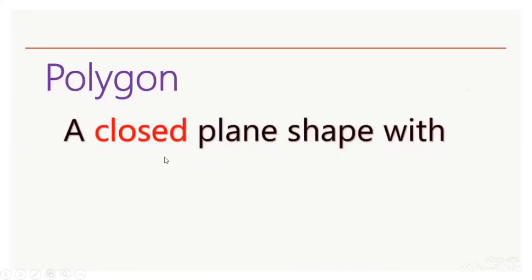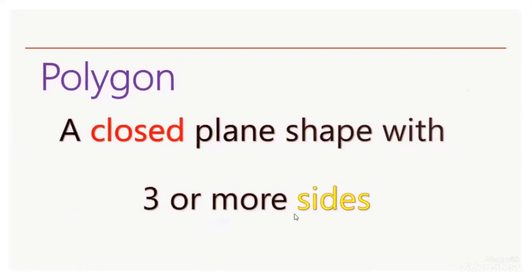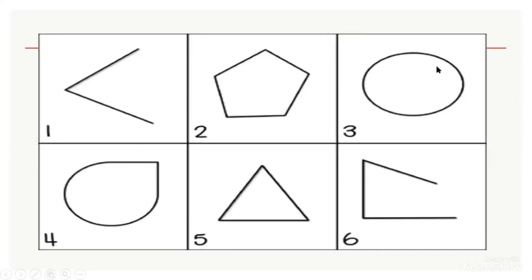Okay. What does the word polygon mean here? Polygon means a closed plane shape with 3 or more sides. It must be closed. Like the circle, it doesn't have any sides. The circle is not a polygon. Let us see together here. I will choose girls. If you hear your name, answer, okay?